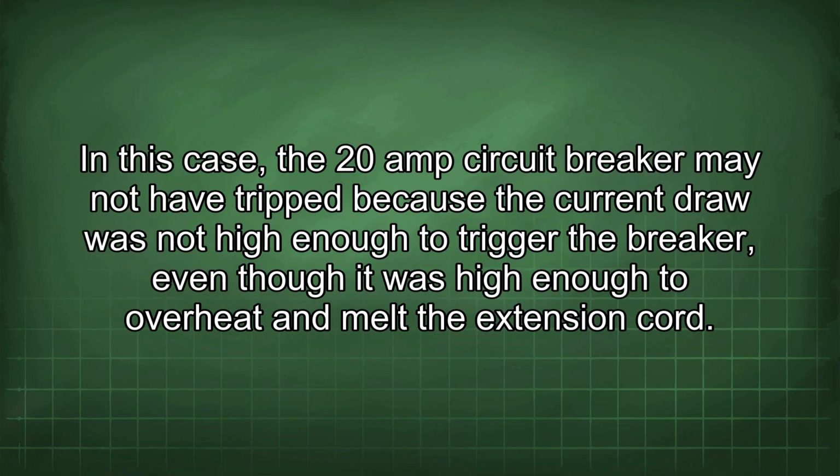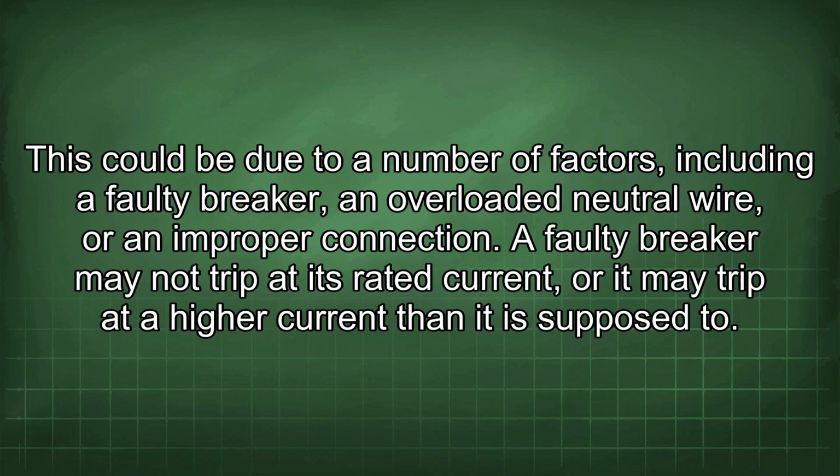In this case, the 20 amp circuit breaker may not have tripped because the current draw was not high enough to trigger the breaker, even though it was high enough to overheat and melt the extension cord. This could be due to a number of factors, including a faulty breaker, an overloaded neutral wire, or an improper connection. A faulty breaker may not trip at its rated current, or it may trip at a higher current than it is supposed to.